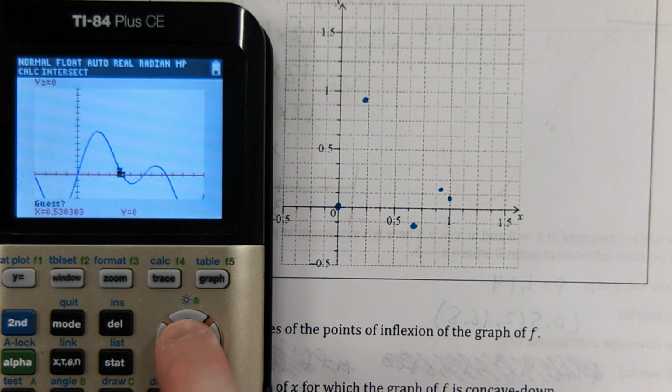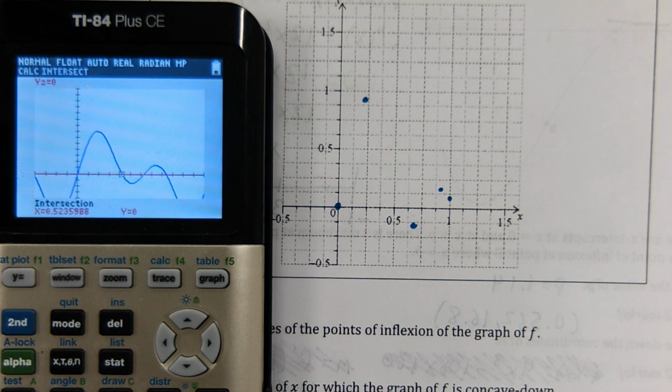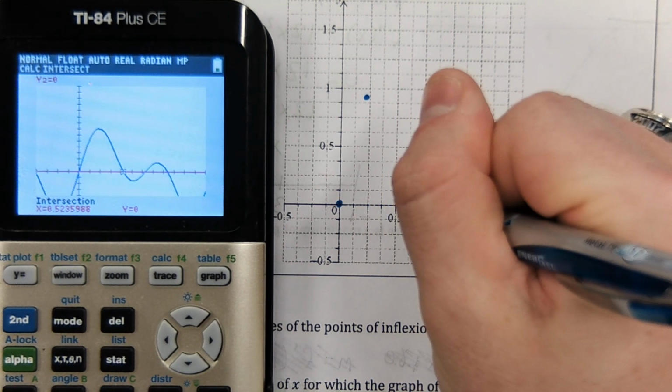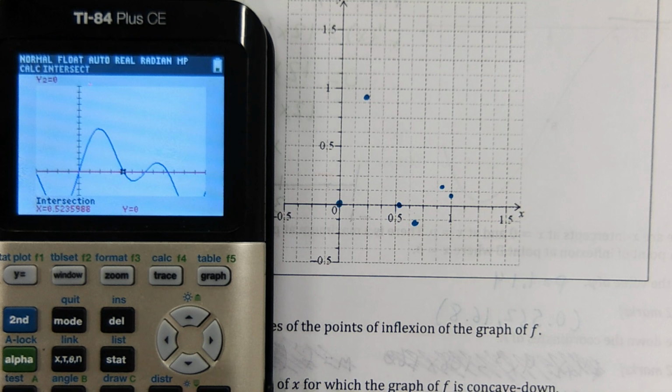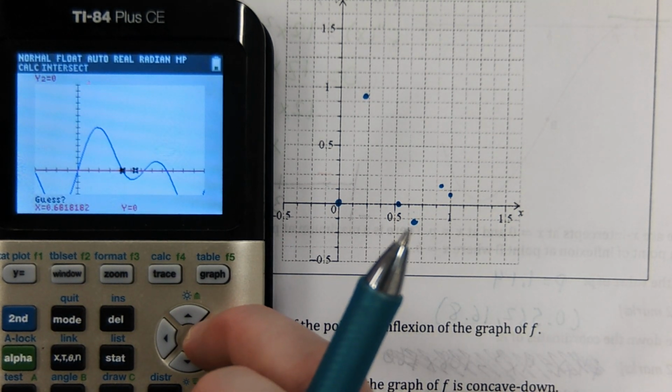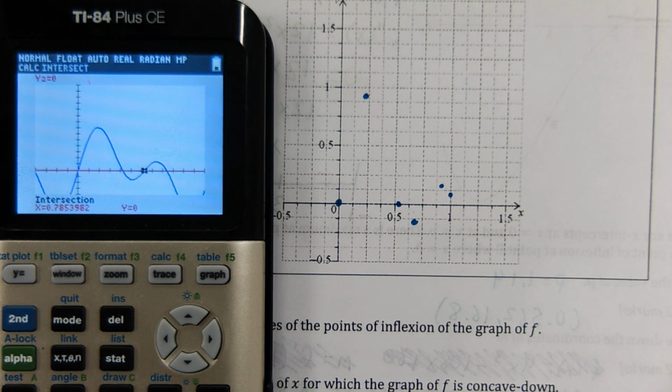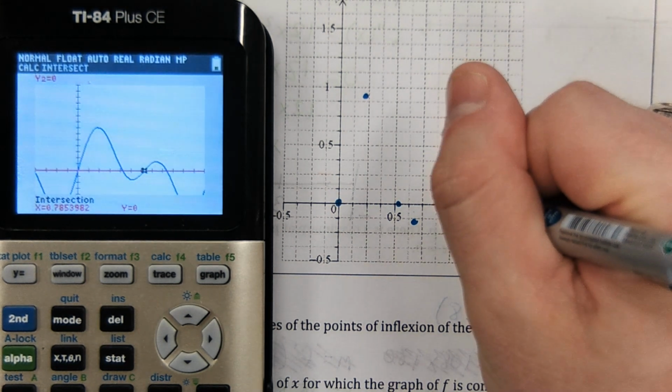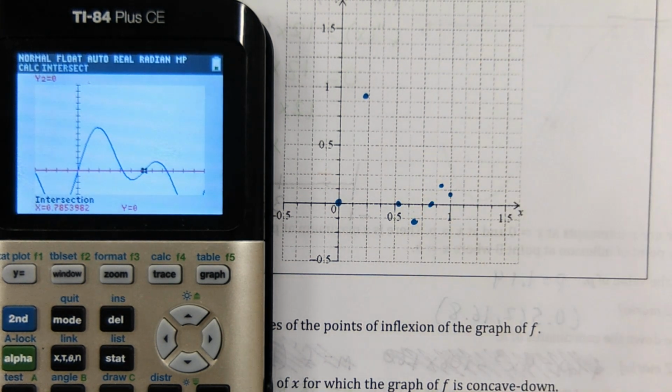Yes, yes, and then get close. First one's at about 0.52. Second trace intersect, which is 5. Yes, yes. Second one is at 0.785. That's like right here-ish. It's a sketch.